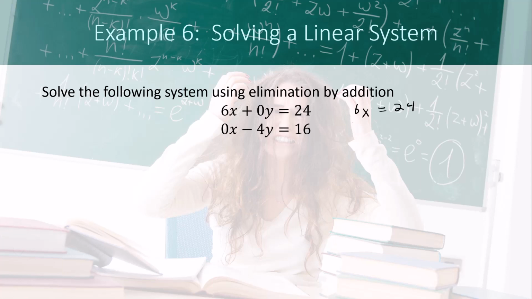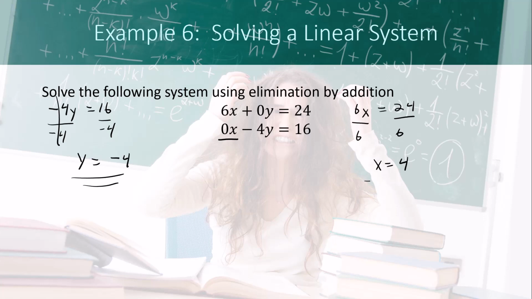Okay, how do you figure out what x is? Well, just divide both sides by 6. And we have that x is equal to 4. Now look at this one right here. What's 0 times x? 0 times x is 0. All right, so here we're going to have minus 4y is equal to 16. Divide both sides by minus 4. And then you have y is equal to negative 4. And therefore your solution set is going to be (4, negative 4).